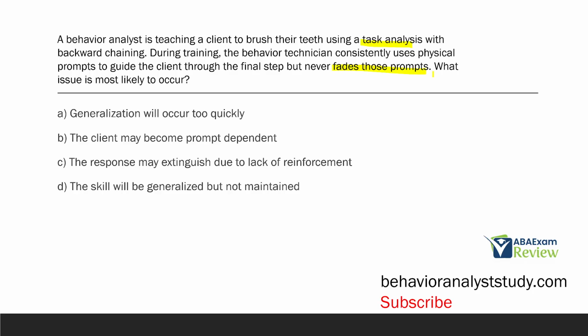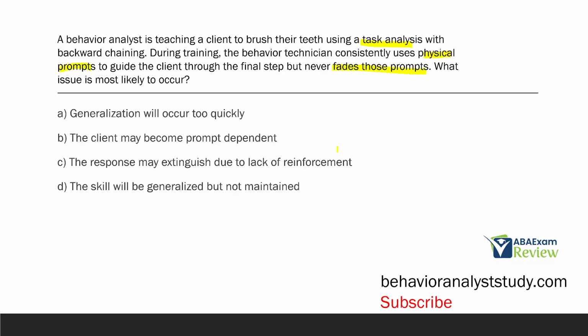Well, A, generalization will occur too quickly is unlikely, right? We want generalization to occur, 1, but if we're always using prompts, that doesn't necessarily increase the chances of generalization. B, the client may become prompt dependent. Yeah, if we're never fading the prompts and we're using physical prompts, prompt dependency is likely.